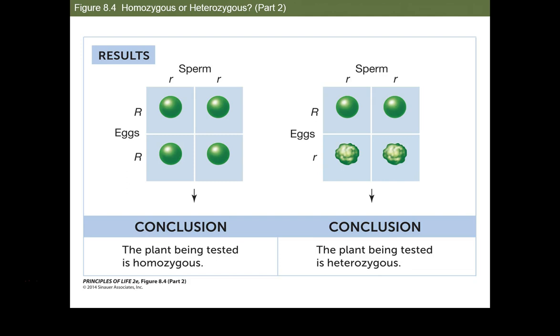If all our offspring are round and show the dominant trait, we know that the unknown pea plant was homozygous dominant. If half our pea plants are round and half are wrinkled with the recessive trait, then we know that our unknown pea plant is heterozygous and carries the recessive allele.